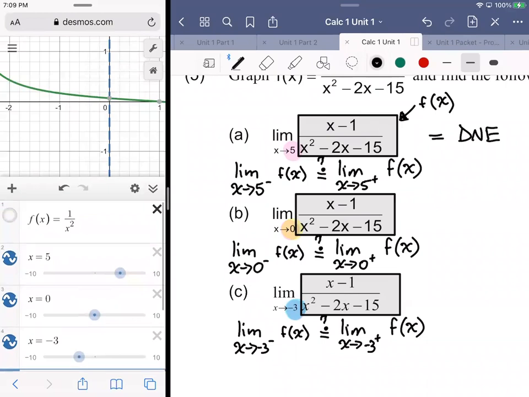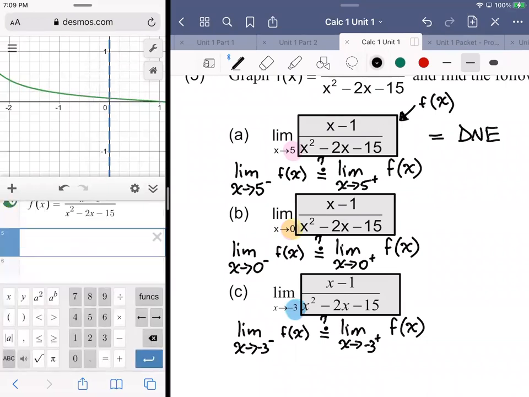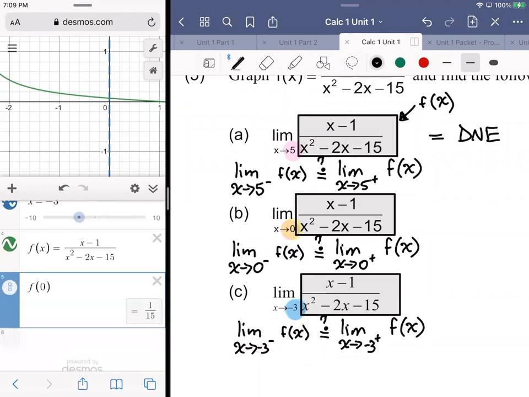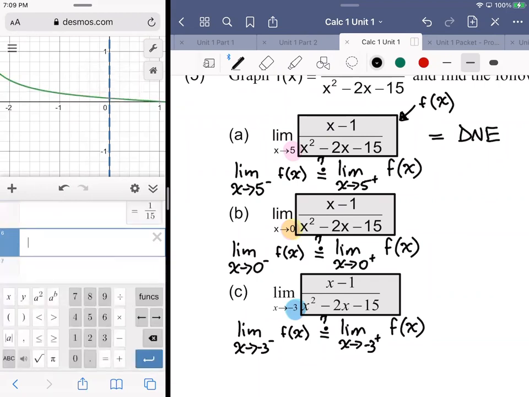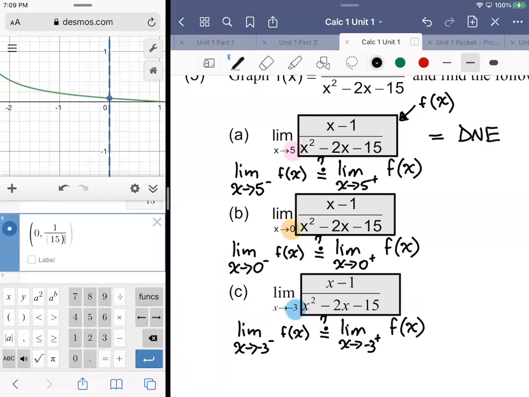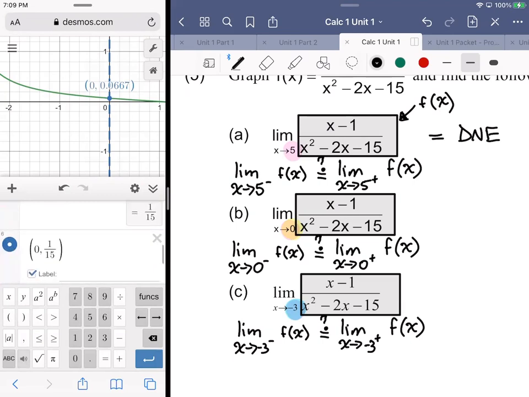So let me get rid of this so there's no confusion. What I can just do is evaluate the original function, f of 0. It'll give me the decimal form, but it also gives me the option to convert it over into a fraction. So I'll just do that, and we see it's 1/15. So this location here is (0, 1/15). All right, so I have a solid point there at (0, 1/15).